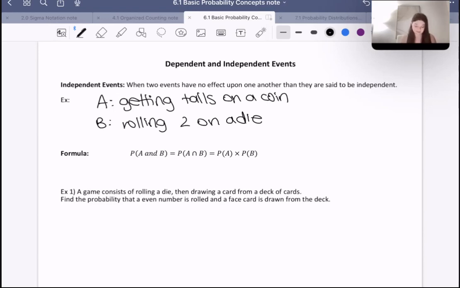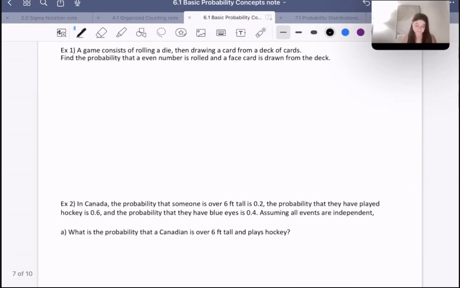Okay, so let's do example one. Example one says a game consists of rolling a die, then drawing a card from a deck of cards, right? Now let's talk about that. Right off the bat, that sounds like two independent events, right? Because if we roll our die and then draw some card from a deck, then the die roll doesn't really have any impact on what card we draw. So therefore, independent events.